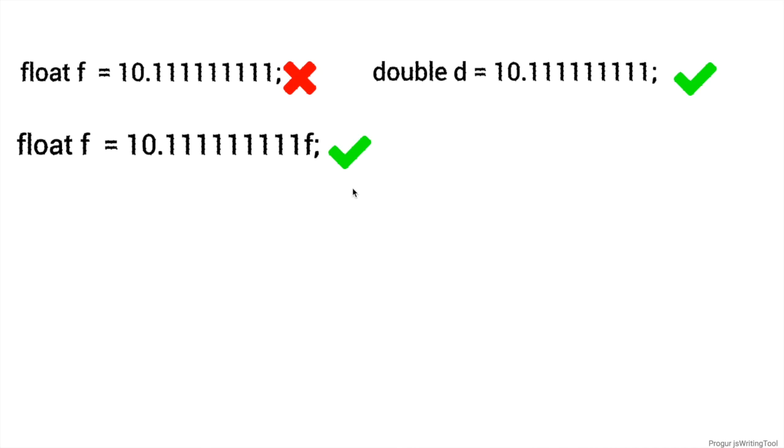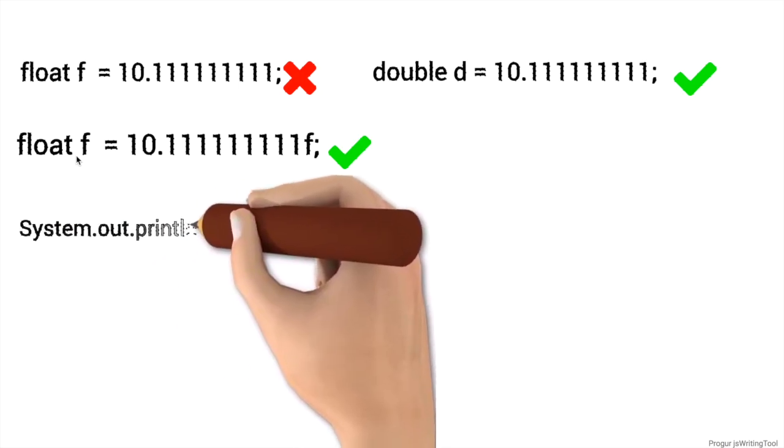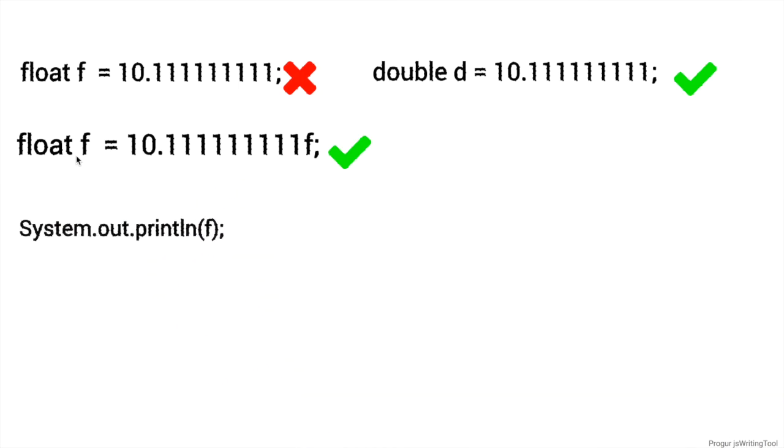Well, there is actually another very interesting thing that you need to know about float and double. And you can differentiate between float and double like this. Right now, if I want to print this particular value to my output console, how can I do this? I can do this in Java by writing this statement: system.out.println, and I want to put this variable f inside the parenthesis.